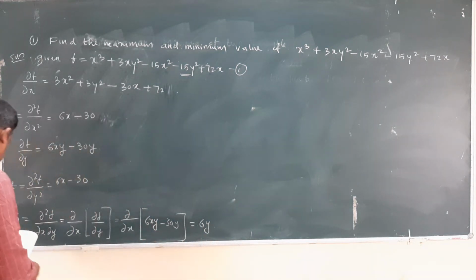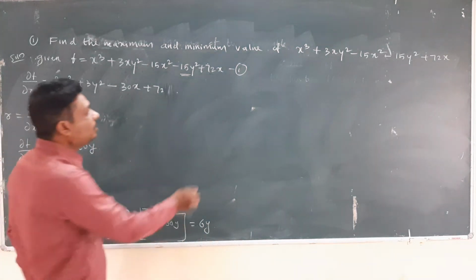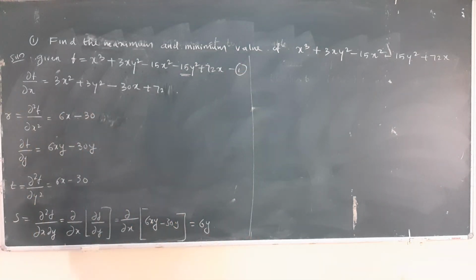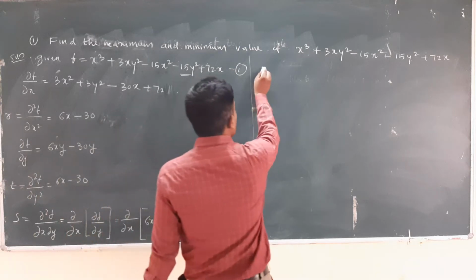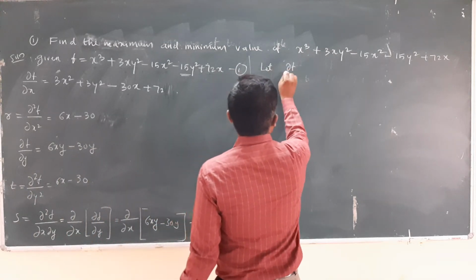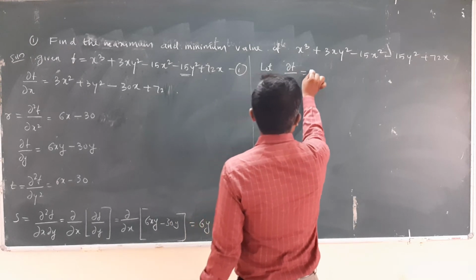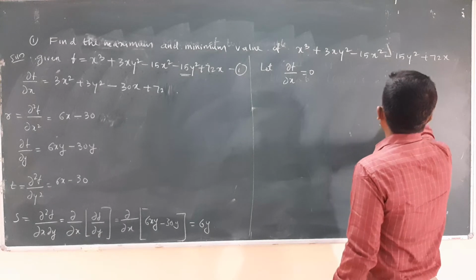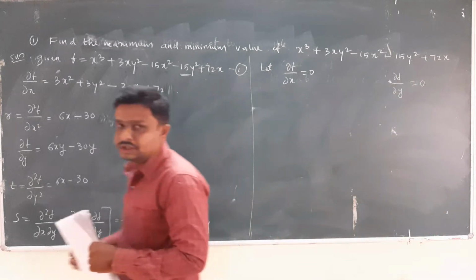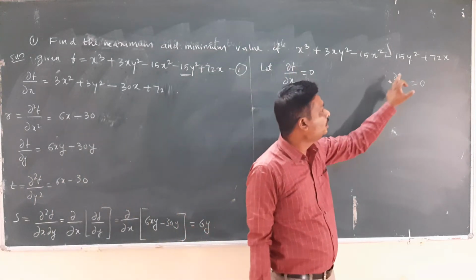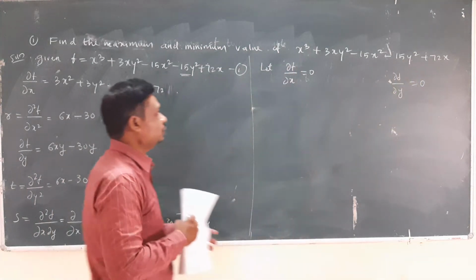6 into y. Now in the next step I will find the points of intersection. So for that, let ∂f/∂x equal 0 and ∂f/∂y equal 0. So in the second step, we are going to equate ∂f/∂x equal to 0 and ∂f/∂y equal to 0.